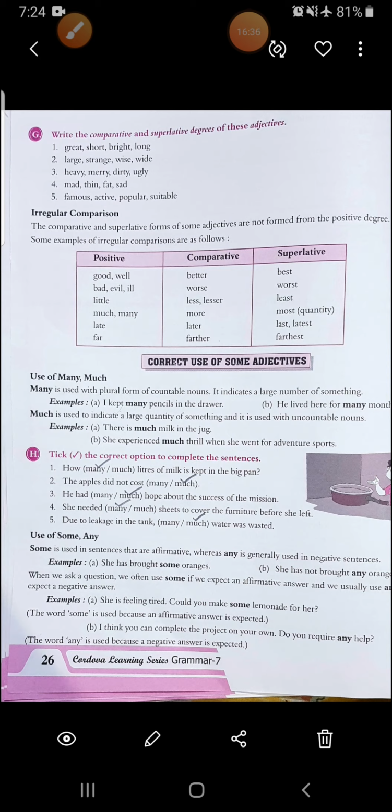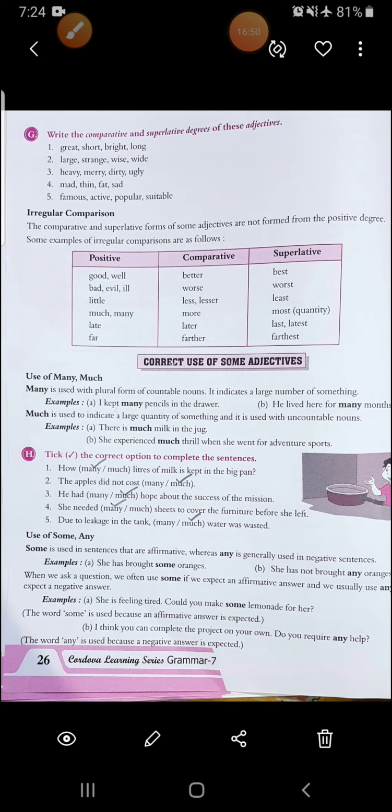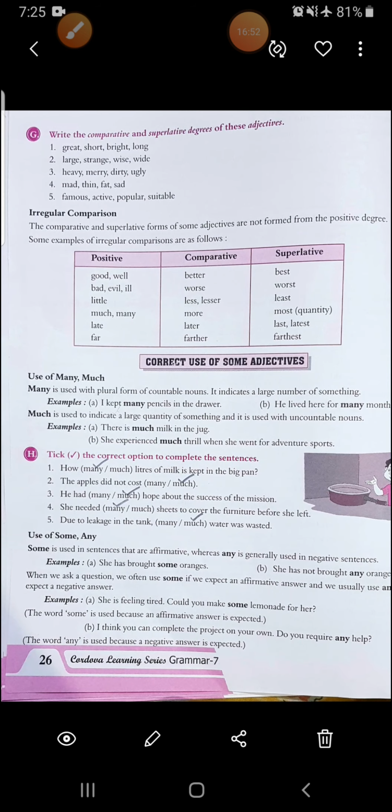Then see the second one. These are ending with E. So what we will do, we will just add R to the comparative degree and ST to the superlative degree. So large will become larger, largest. Strange will become stranger, strangest. Wise will become wiser, wisest. Wide will become wider, widest.